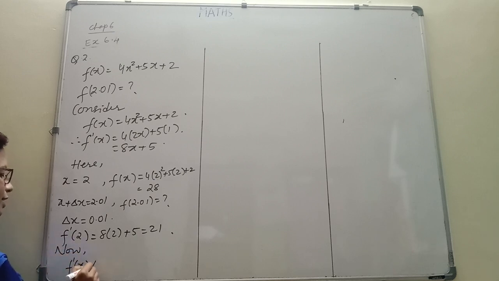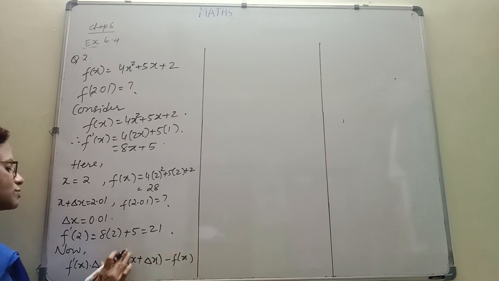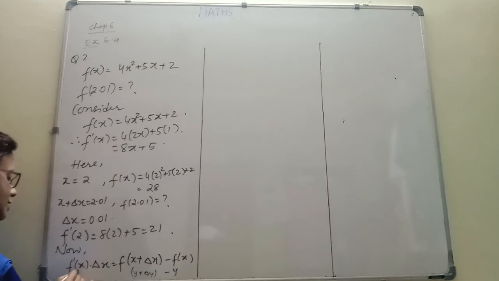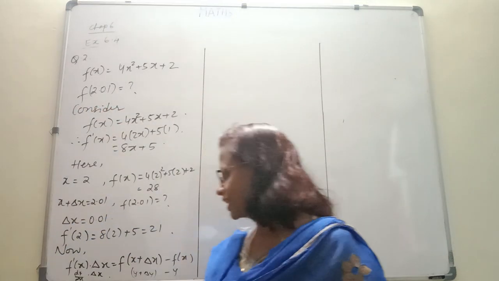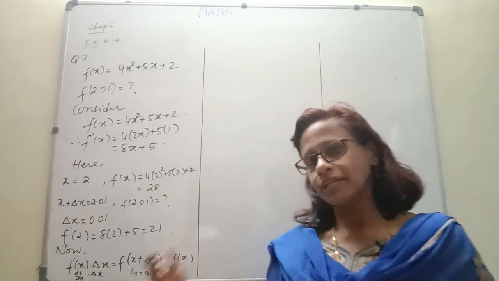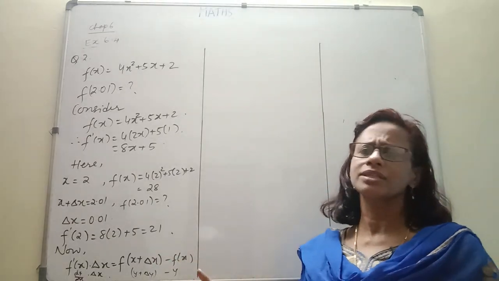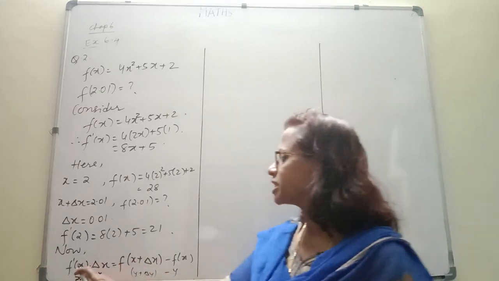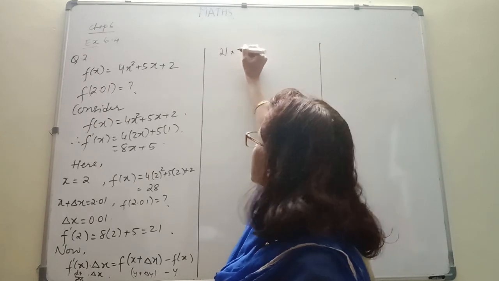F dash x into delta x is f of x plus delta x minus f of x. See, this was our same thing that we did there: y plus delta y minus y is dy by dx into delta x. Exactly the same. Only the way of writing has changed. That relation is exactly the same as we wrote there, but because here dy by dx is becoming f dash x, we are making that replacement and writing it like this. All these things are there with us. We are quickly going to substitute and get the answer. F dash x for us is 21, and delta x for us is 0.01.